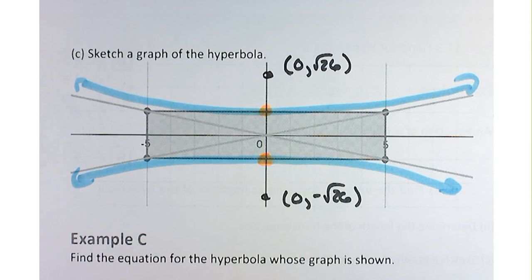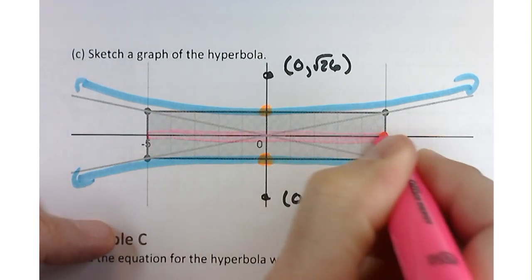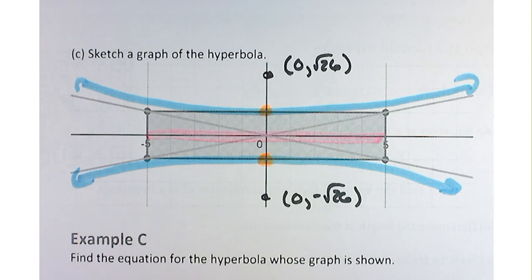Now there's one last thing that they ask you, and that's for the length of the transverse axis. That's this one. That's that distance there. Oh, wait. Hold on. I think it might be up and down. Give me a second here to think about that.